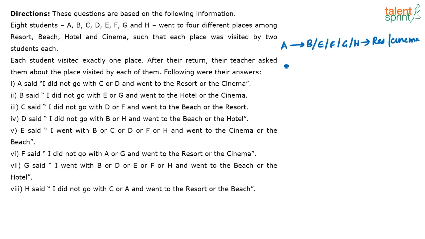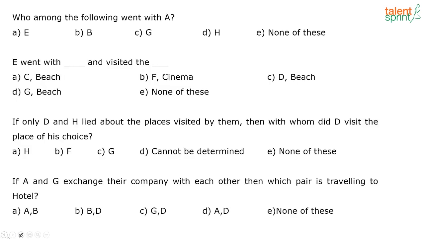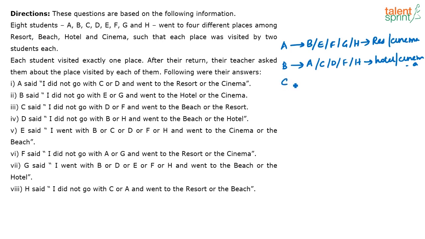Next, what has B said? B says I did not go with E or G. So whom all can B go with? B can go with anybody else in the group. So B can either go with A or C or D or F or H, correct? And where has B gone? Either to the hotel or to the cinema. That is what B has said. Basically, I am just trying to write down what each person is saying.